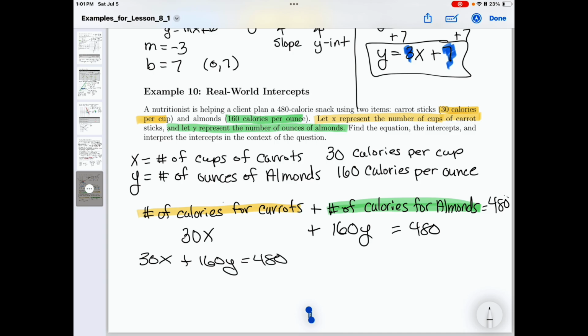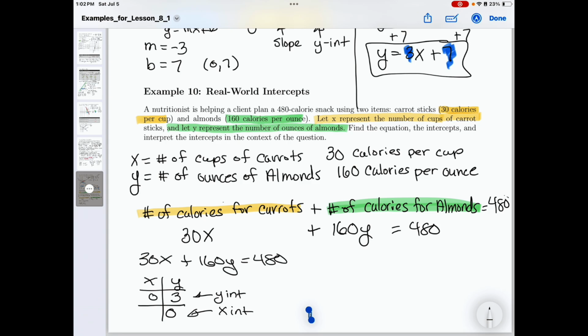Now, the other thing that we need to do for this question is find the intercepts and then interpret them. So, if I find the x and y intercepts, let's find the y-intercept first. I'm going to plug in 0 for x, so the 30 times 0 disappears, and I'm left with 160y is equal to 480. So when I divide both sides by 160 to figure out what my value of y is, you should get 3.